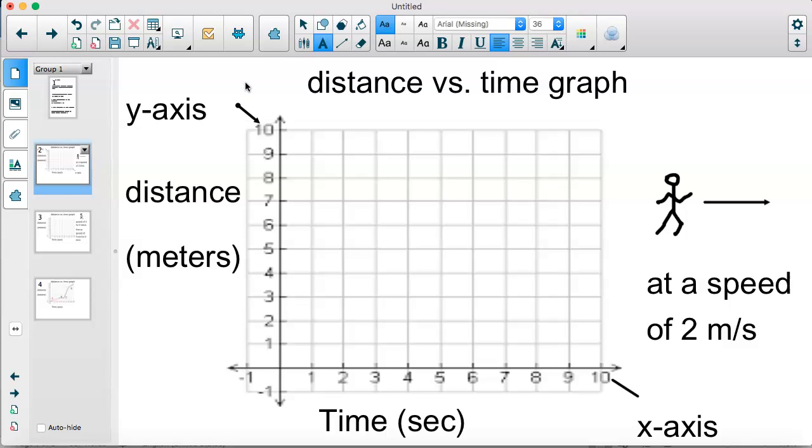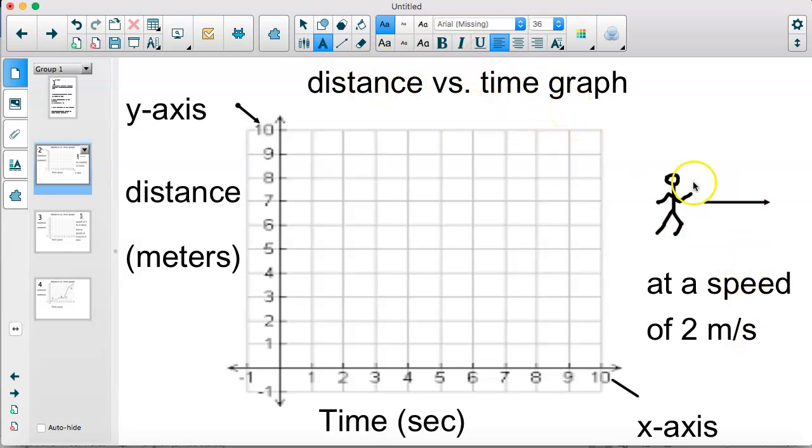Another thing that distance versus time graphs have is units. Notice how I've labeled both my x and y axis with a title and the corresponding unit, because it makes a huge difference. If we're measuring a runner who isn't running at a speed of 2 meters per second, but they're running at a speed of 2 miles per second, that's a significantly different number. It's going to be a significantly different graph. So our units are important. Lastly, it never hurts to have a title.